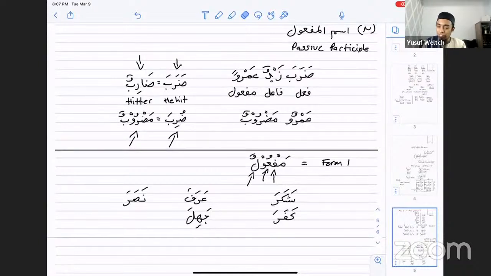Just go ahead. He. Right, so a lot of these things, instead of describing a person, they can be describing a thing as well. Right, so if I said Zaydun ma'ruf, you would say Zayd is? Zayd is known. Known, right? Zayd is known. Right, or if I said al-Qur'anu ma'ruf, right, you say the Qur'an is known.